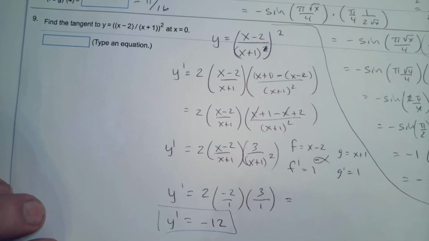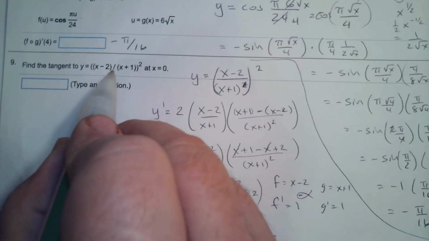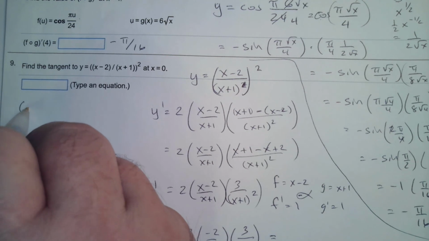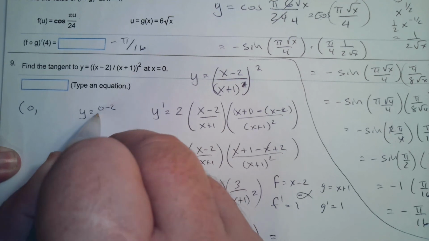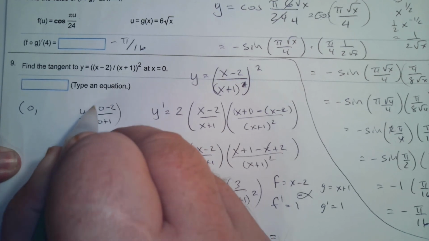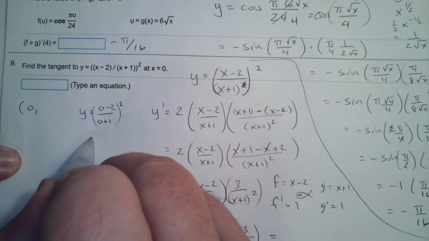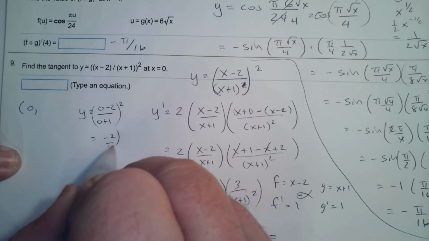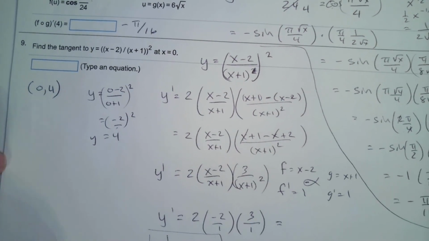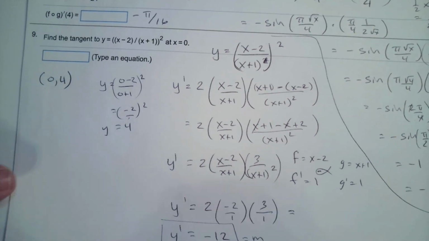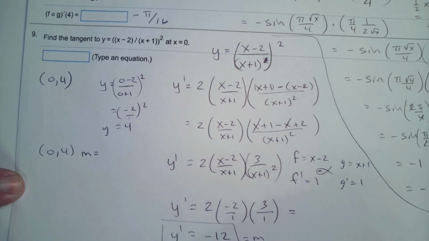Now I just need a point. I have x is 0 and plug in. So y equals (0 minus 2) over (0 plus 1) squared. So it's negative 2 over 1 squared, which is 4. So the point is at 0, 4, and the slope is negative 12.